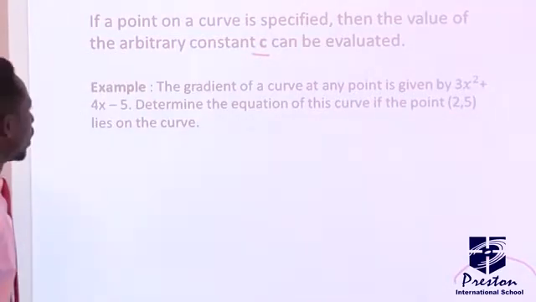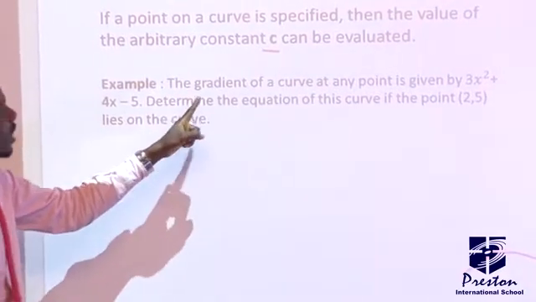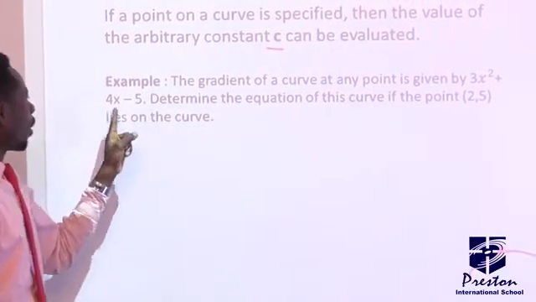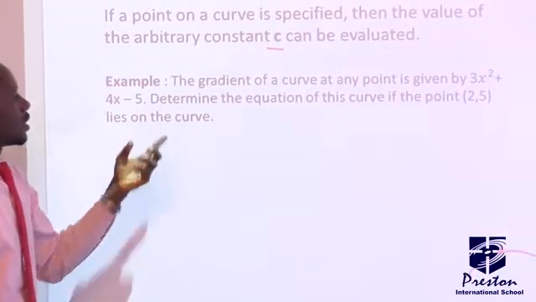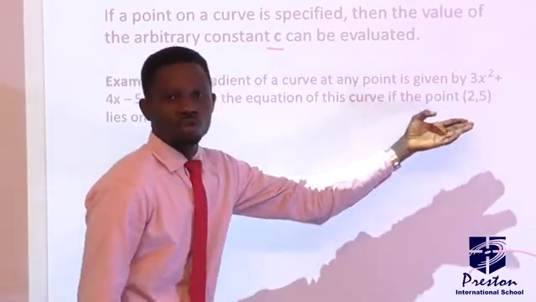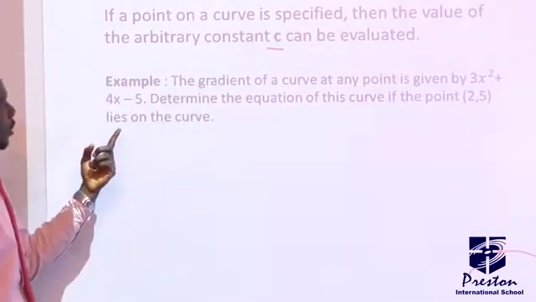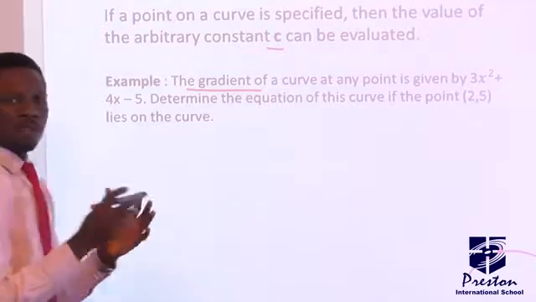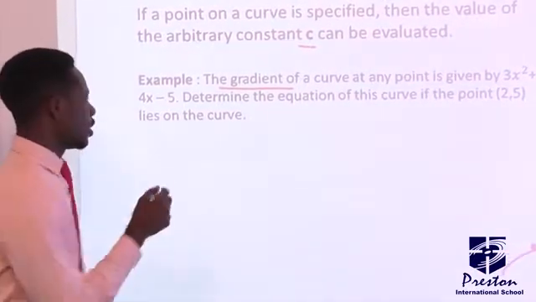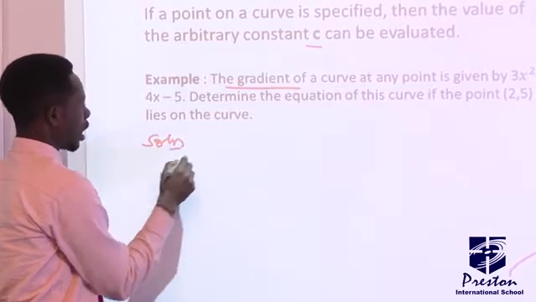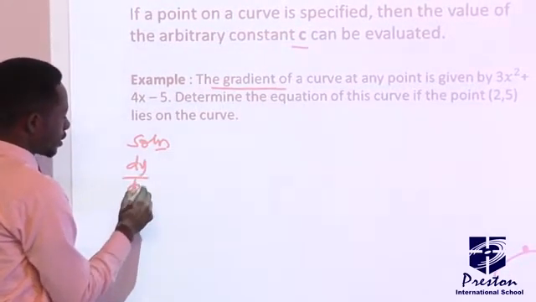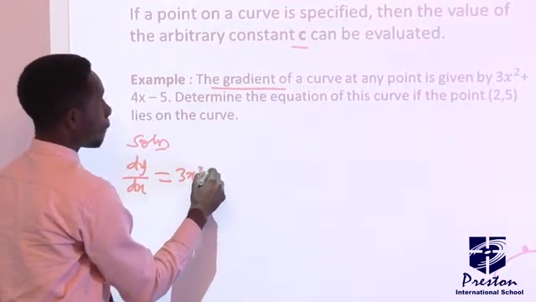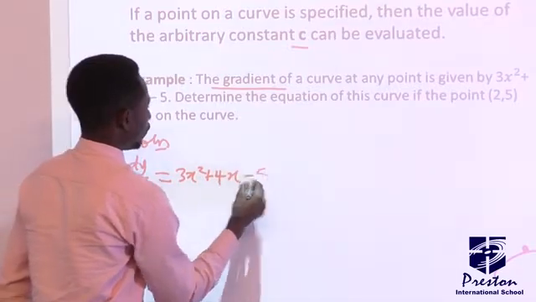Let's quickly look at this example together. The question says here, the gradient of a curve at any point is given by 3x squared plus 4x minus 5. And the question says, determine the equation of the curve if the point (2, 5) lies on the curve. We all know what the gradient of a function is. Gradient simply means change in y with respect to x. That simply means to have this solved, we have dy/dx is equal to, we're given the gradient to be 3x squared plus 4x minus 5.